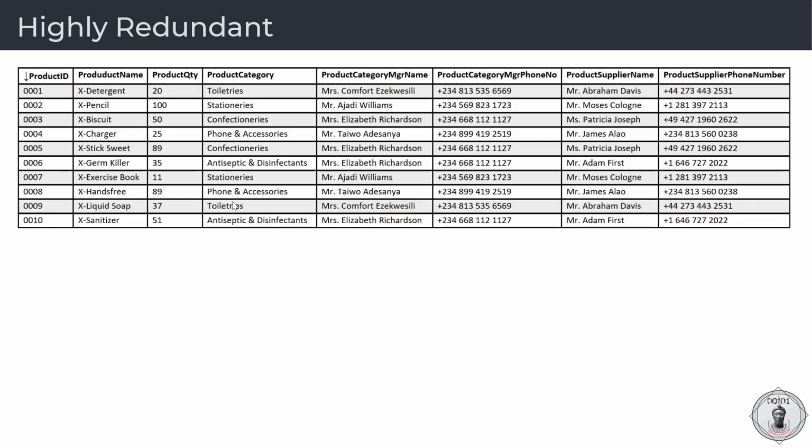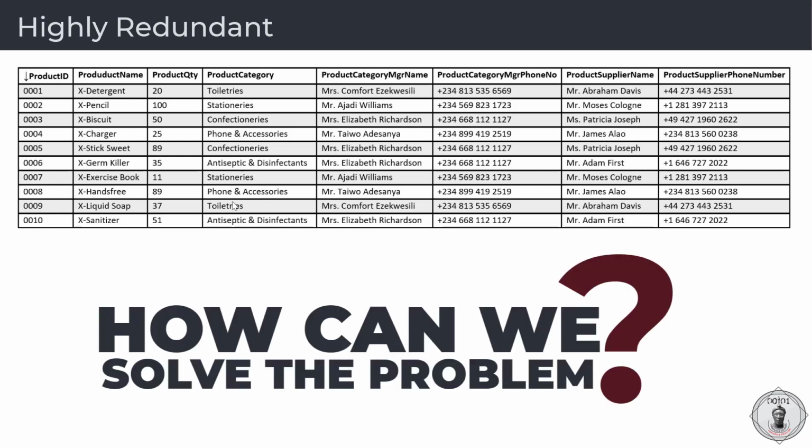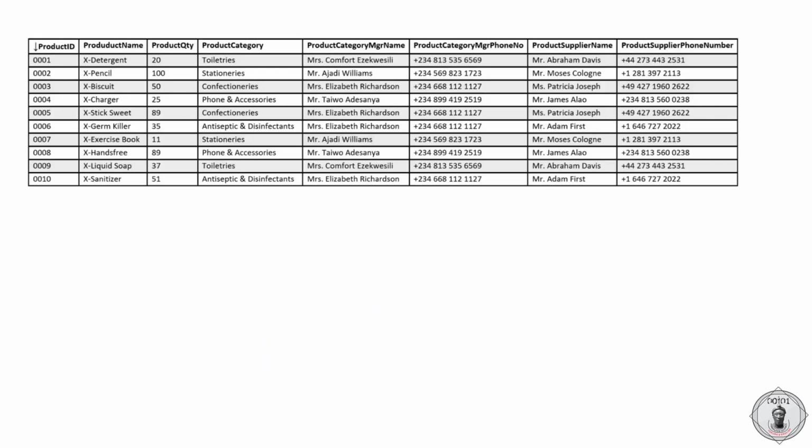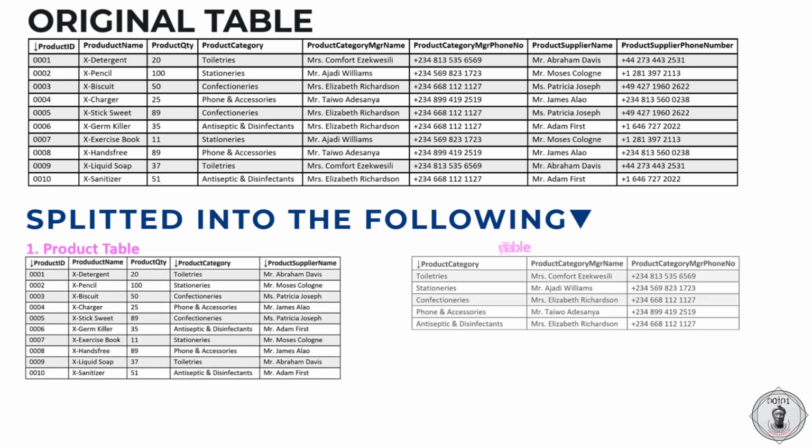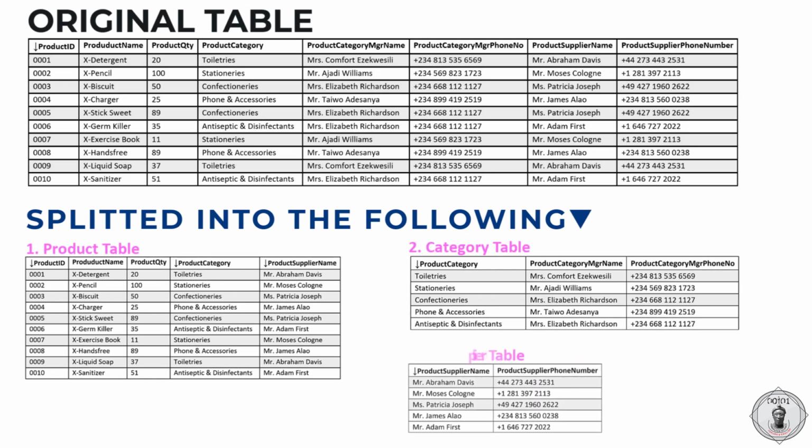Having understood the problems that can result from data redundancy, I'm sure the question now is, how do we solve this problem? Maybe you're thinking what I'm thinking. From a general perspective, all I need to do is to break this table into separate entities so that I can manage them separately and reduce redundancy. So if you're thinking what I'm thinking, then it means you split this table into three. 1. The product table. 2. The category table. Then 3. The supplier table.